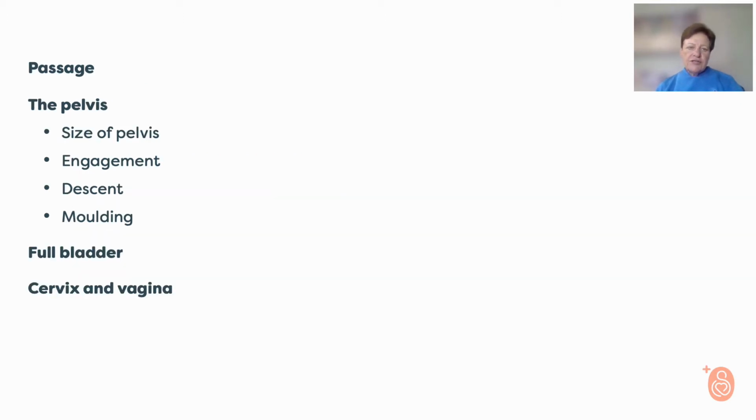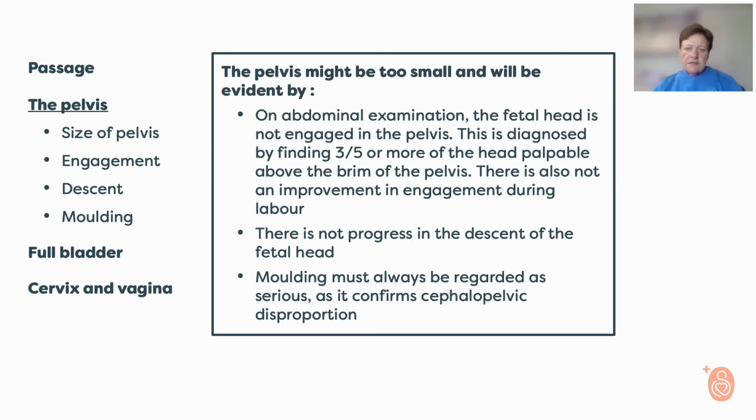Now we will discuss each one of these separately, and we will start with the passage. In the passage we refer to the pelvis, the full bladder, the cervix and the vagina, and we will discuss each one of them separately. When we talk about the pelvis, we look at the size of the pelvis and the engagement and descent of the fetal head and molding, which are all indicators of the movement of the fetus through the pelvis. We might say that the pelvis might be too small when we have the following evidence.